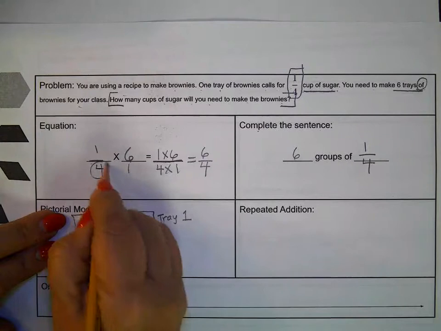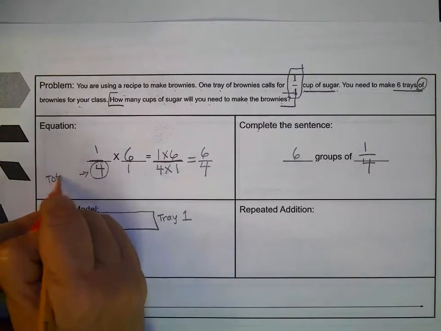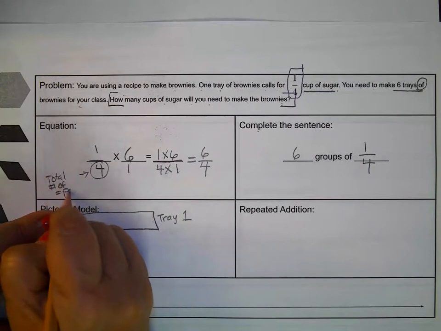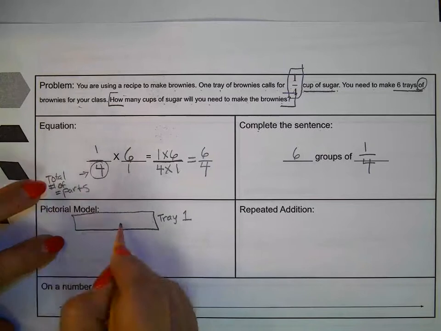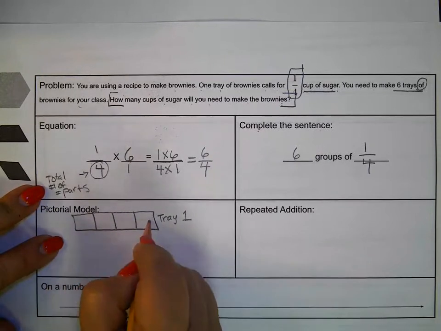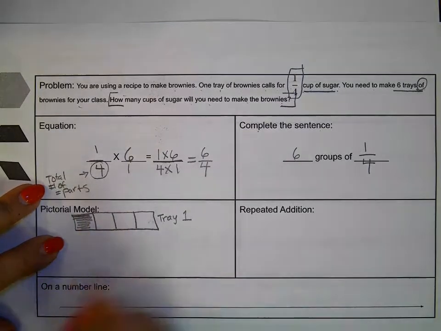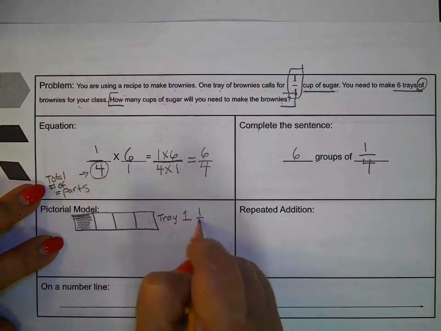My denominator is 4. That's the total number of equal parts. So now I need to represent that here. 1 part, 2 parts, 3 parts, and 4. So I need to draw 3 lines. Out of that, I need 1 cup of sugar. So this is going to be 1/4.